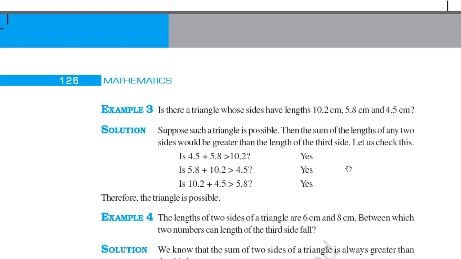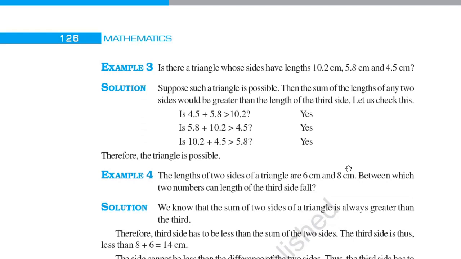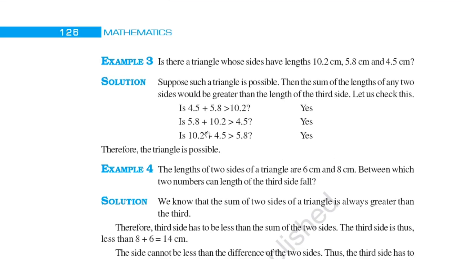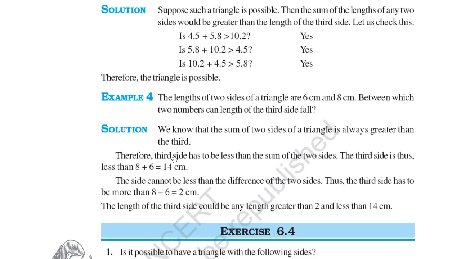Example number 3. Is there a triangle whose sides have lengths 10.2 cm, 5.8 cm and 4.5 cm? Solution. Suppose such a triangle is possible, then the sum of the lengths of any two sides would be greater than the length of the third side. Let us check. 4.5 plus 5.8 is greater than this. Yes. These two are greater than this. Yes. And these two are greater than this. Yes. Therefore, the triangle is possible. So it is a very easy method. You can add two sides and check whether the sum is greater than the other side.